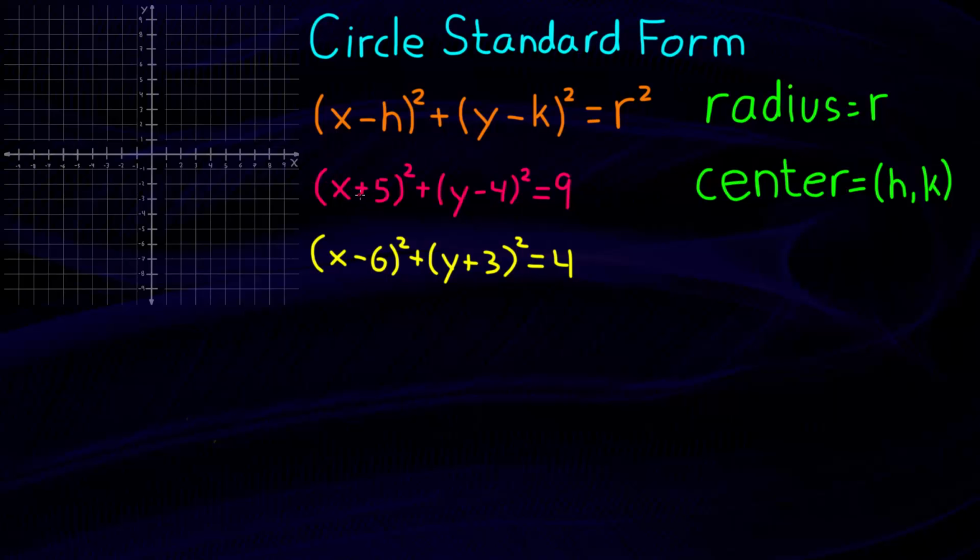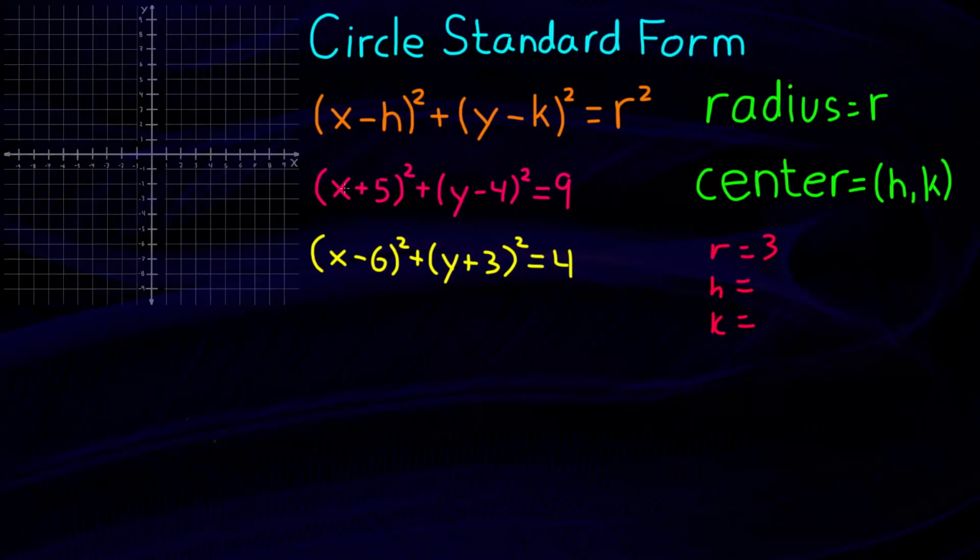All right, x plus 5. Let's first start labeling these. We have r equals, h equals, and k equals. For r, we have r squared and we have 9, so we need to take the square root of this to get r, which is 3. The radius of this circle is 3.